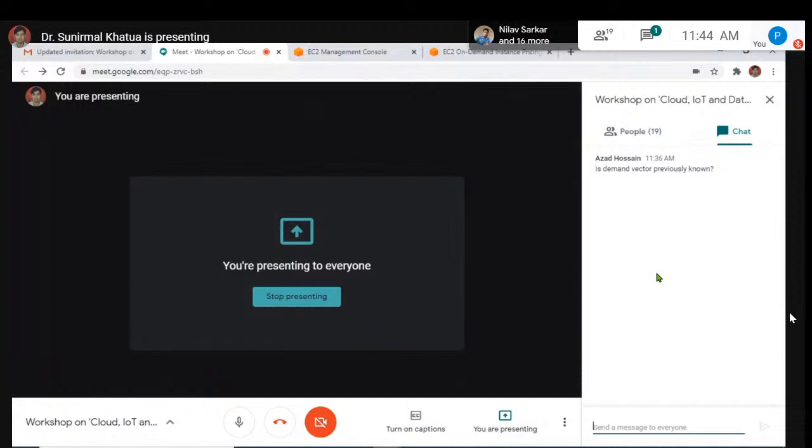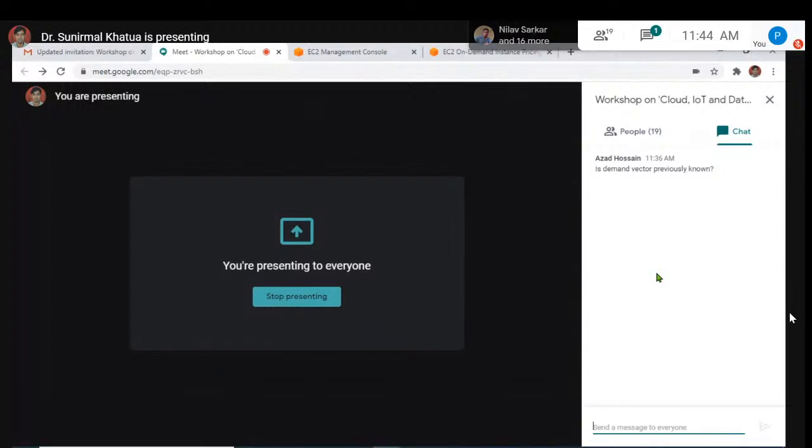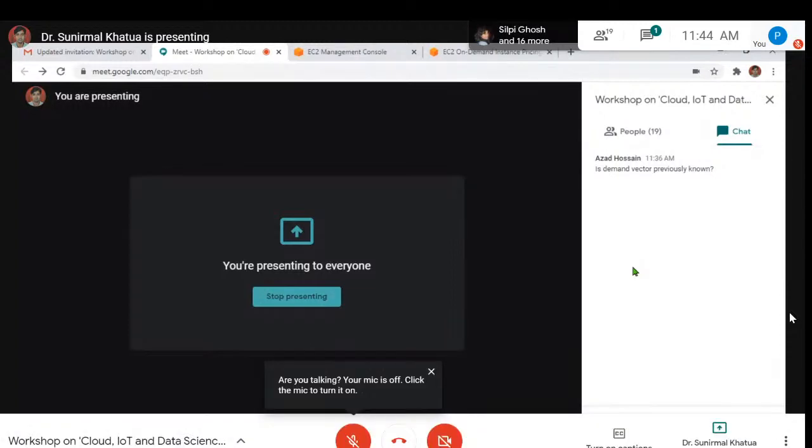There is one question from Ajad: is each demand vector previously known? Very good question, and rightly pointed about our future demands. These demand vectors are known in advance, basically by statisticians and domain experts. Otherwise you don't know what kind of future demands come, and you cannot reserve. So obviously the future demands are known.